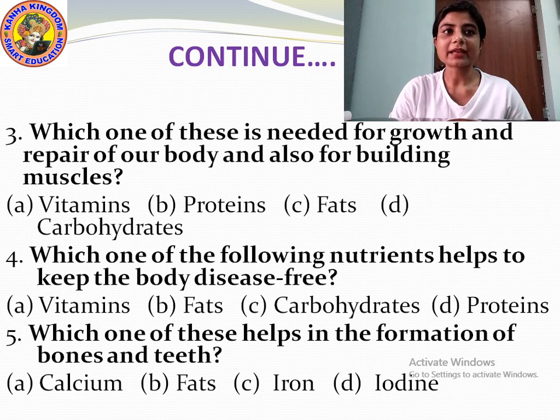Then question number five. Which one of these helps in the formation of bones and teeth? Which mineral helps in the formation of bones and teeth? See the options: calcium, fats, iron and iodine. What will be the answer? The answer is A, calcium. Calcium helps in the formation of bones and teeth.